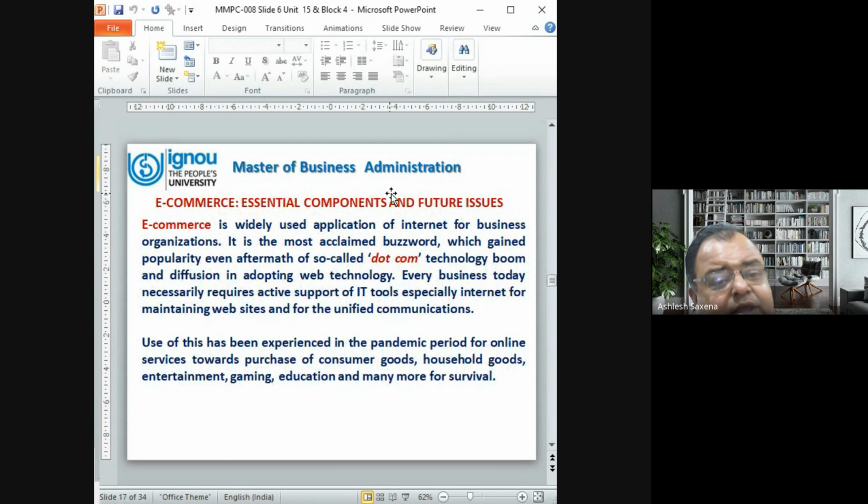Now comes e-commerce, essential components and future issues. E-commerce is a widely used application of the internet for business organizations. It is the most accomplished buzzword, which gained popularity even in the aftermath of the so-called dot-com technology boom and diffusion in adopting web technology. Every business today necessarily requires active support of IT tools, especially the internet, for maintaining websites and for unified communication.